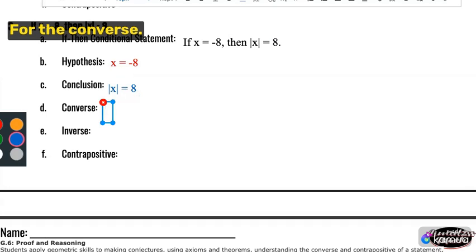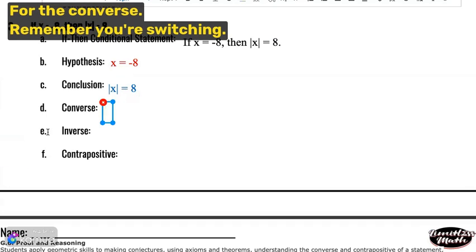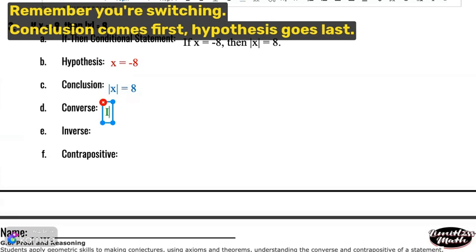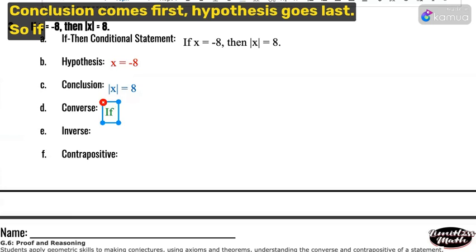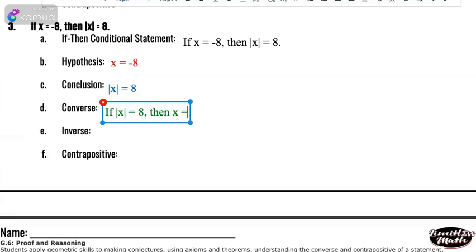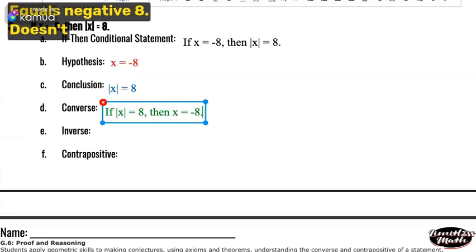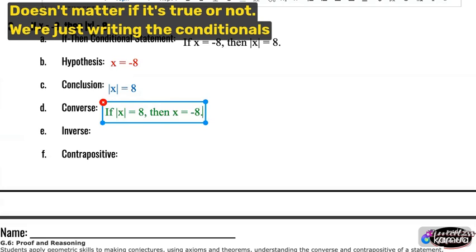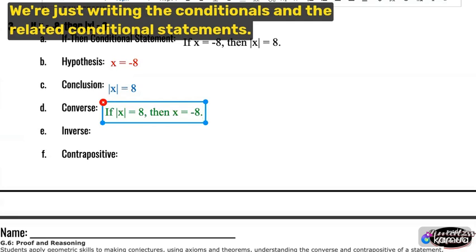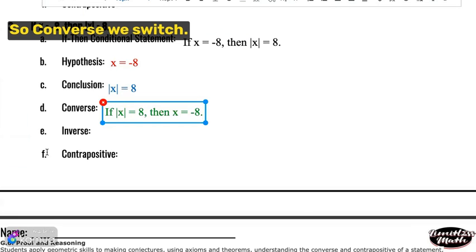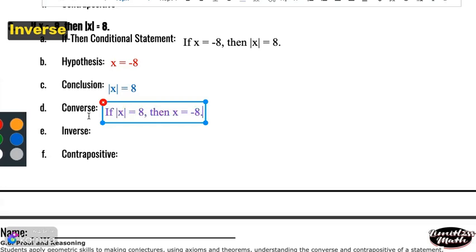For the converse, remember you're switching. Conclusion comes first, hypothesis goes last. So if the absolute value of x equals 8, then x equals -8. Doesn't matter if it's true or not. We're just writing the conditionals and the related conditional statements. That's all, okay? So converse, we switch. Inverse next.